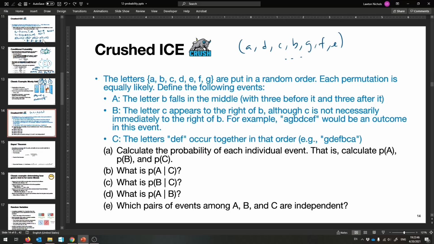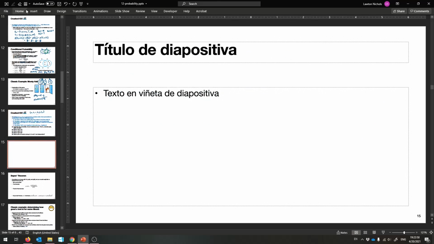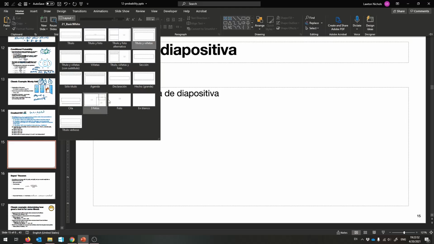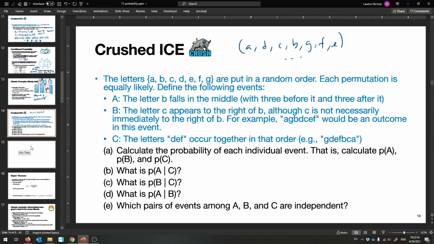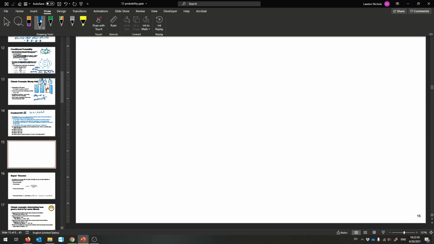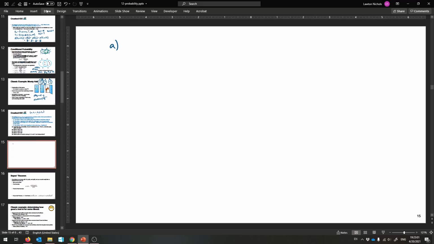So it's time for me to make a new slide, that's for sure. I think I can do it with that one, yeah. And let's make it blank. So for this, we want to calculate the probability of events A, B, and C separately. I'll do it up here.